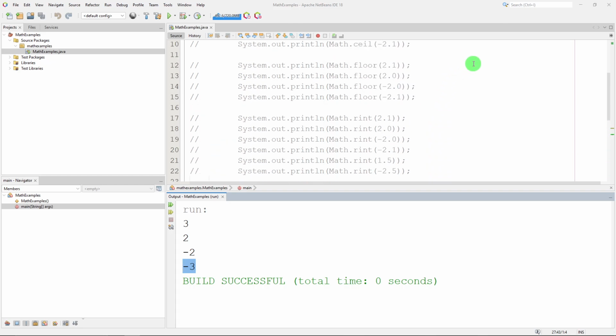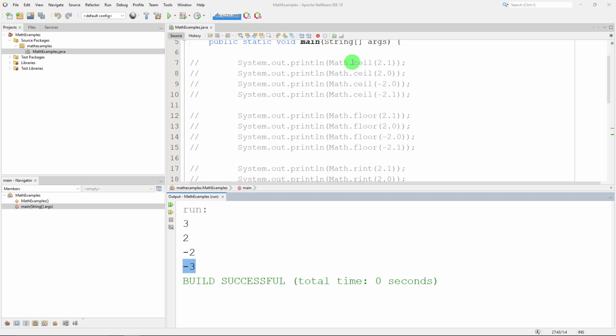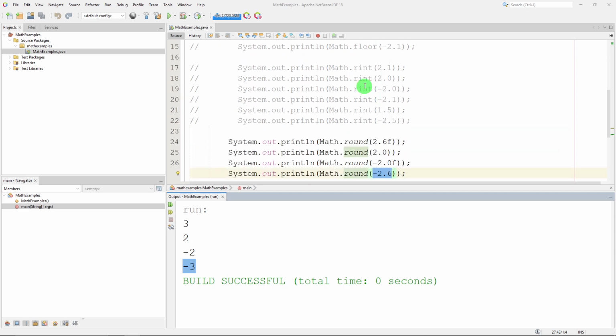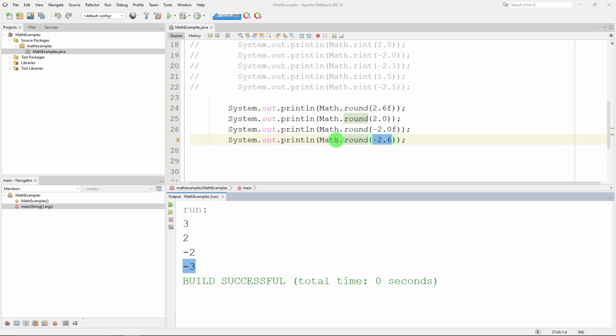So we covered four different methods of rounding numbers. We did ceiling, we looked at floor, we looked at rint, and we looked at round.